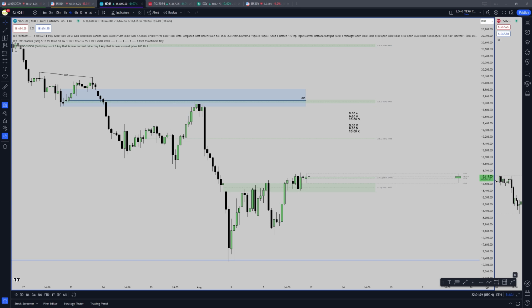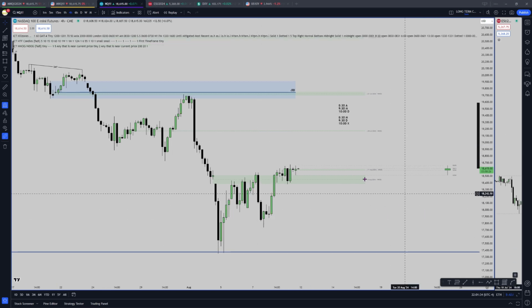Yeah, I do use seasonal tendencies. That's why I want to see an open, high, low, close for August, because I know August and September are usually really bearish months.